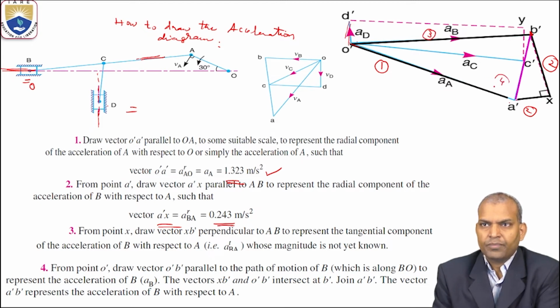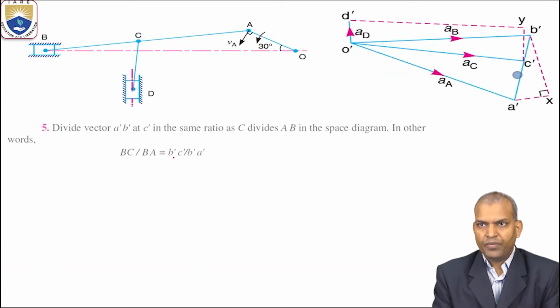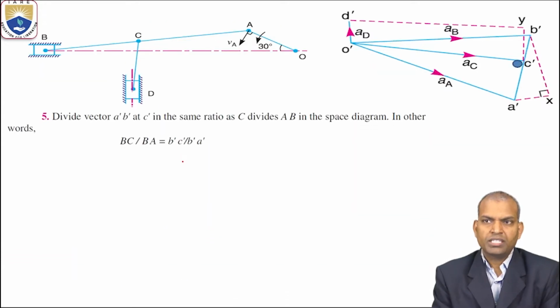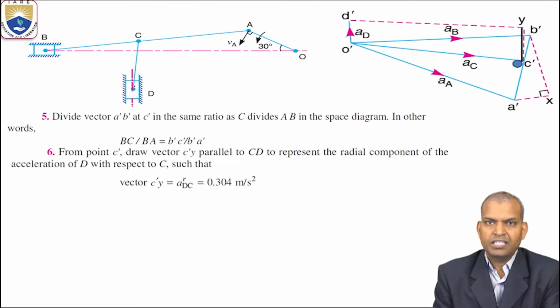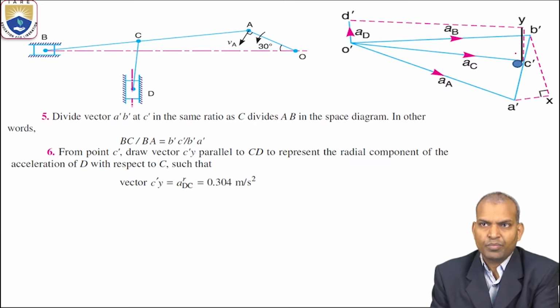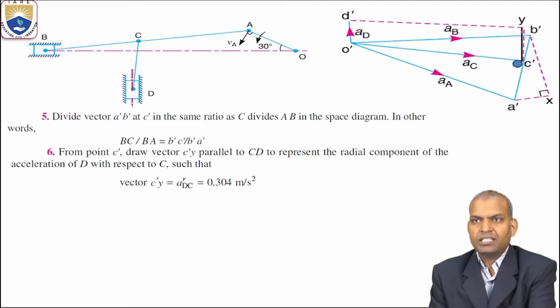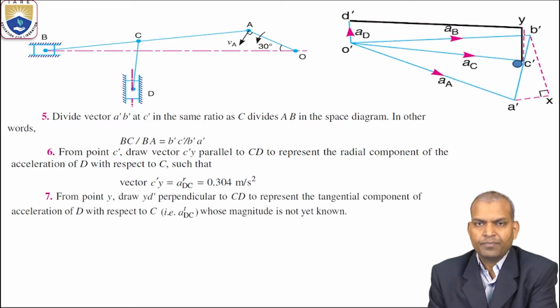This is the fourth step. Then the fifth step comes: mark the point C dash and draw a line, C dash related to CD. The CD has a radial component. What is the radial component? This is the radial component, C dash Y. Next step, the tangential component.